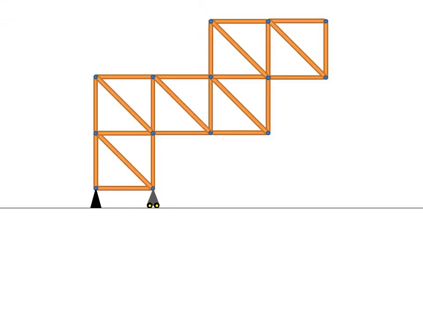Let's look at this truss structure. Suppose there is a load acting on a joint at the right end. How can we find the force induced on a member near the middle of the truss? For convenience, we name some of the joints and members.